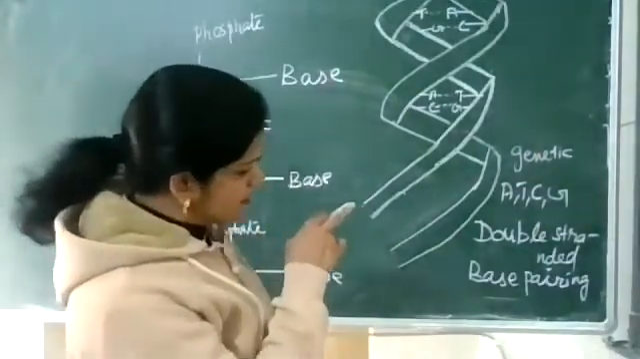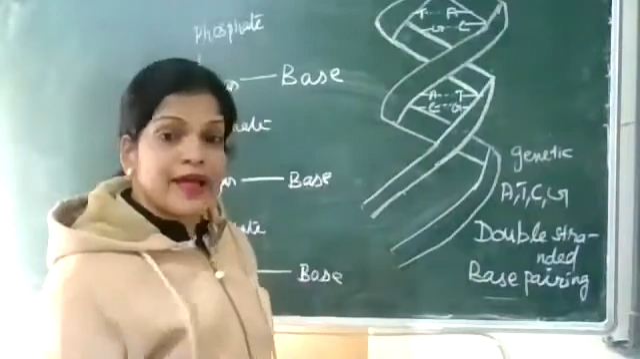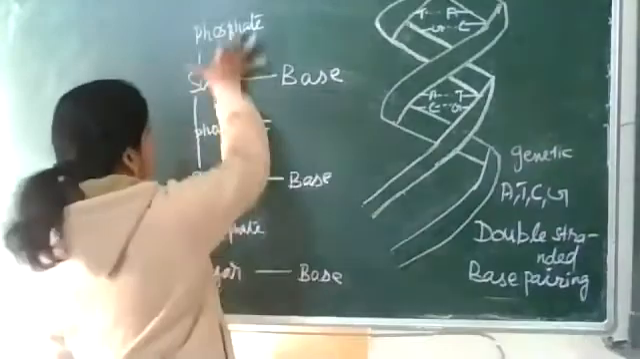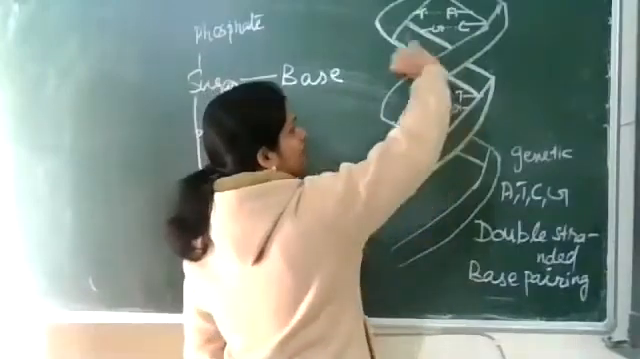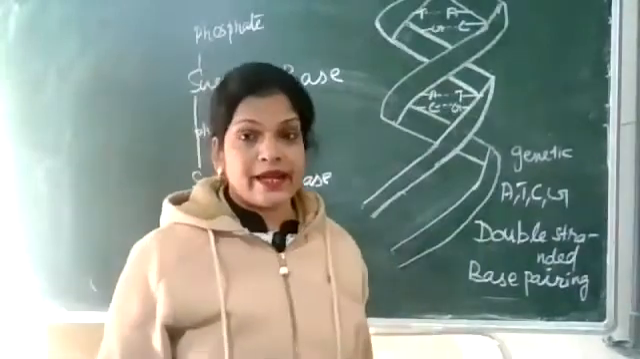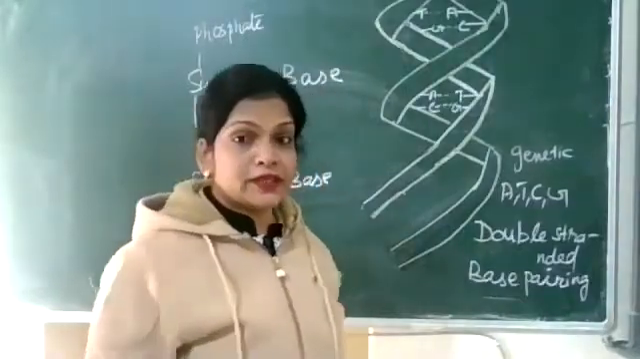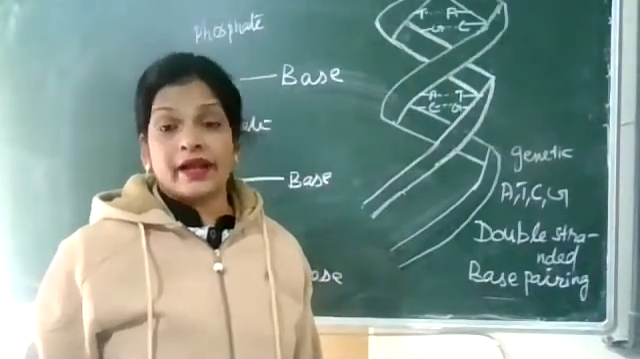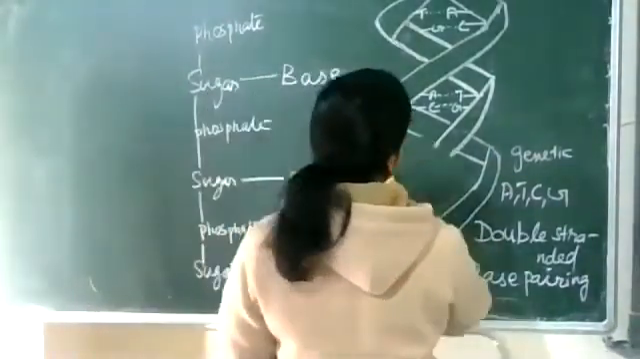Now, it has bases adenine, thymine, cytosine, guanine. It is double stranded and the base pairing principle is followed. So this is one strand, that strand I have shown like this. And this is another strand, and there will be hydrogen bonding between the bases. Adenine always hydrogen bonds with thymine. Cytosine always hydrogen bonds with guanine. Now, RNA. RNA is single stranded.